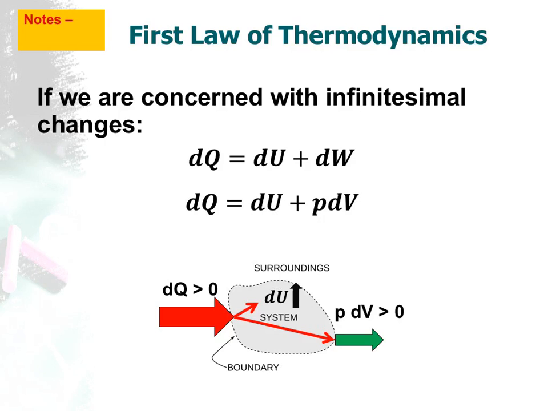You'll also see the first law of thermodynamics written this way. If we're concerned with infinitesimal changes, like very small changes in heat, energy, and work, then we can write the first law as a differential equation. It looks like this: dq, the small change in heat, is equal to the small change in internal energy plus the small amount of work that is done on the surroundings. And we know that the small amount of work is equal to the pressure times the change in volume. So this is actually another form of the first law of thermodynamics.